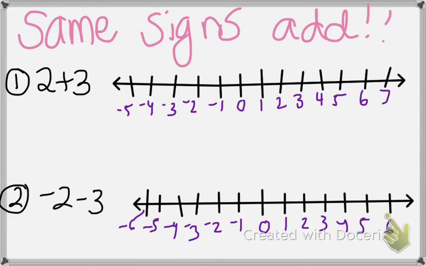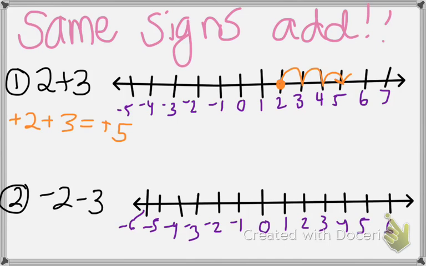2 plus 3. 2 is positive, right? Plus 3. Those numbers are both positive. If we start at 2, positive 2, and add 3, we go to the right. 1, 2, 3. We end up at what? Positive 5.